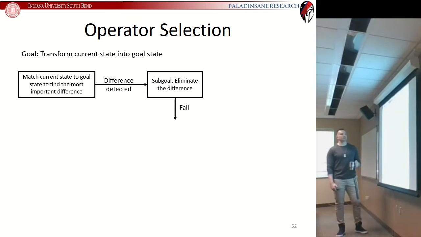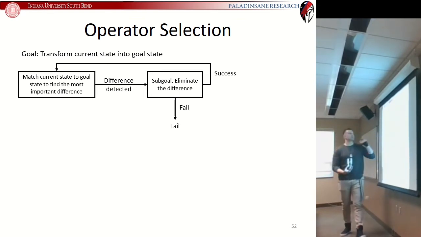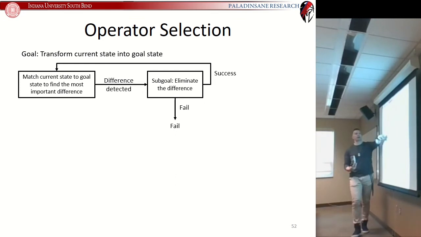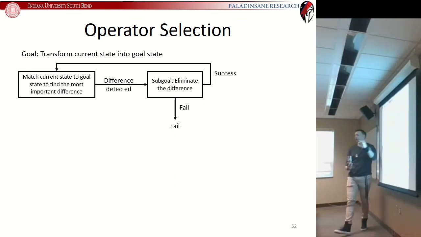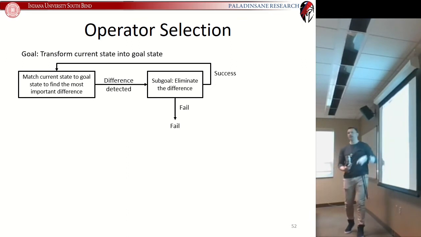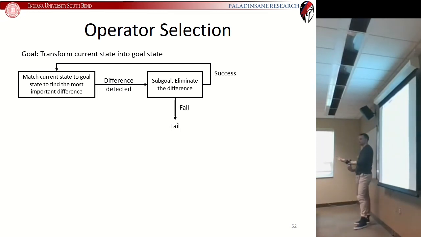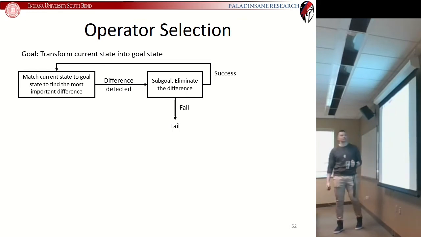And if you cannot eliminate that difference, you basically fail the sub-goal of eliminating the difference. If you do eliminate the difference, then you have success. So then you would go back and you would literally do this whole procedure again, because we haven't solved the problem. We've just solved the most important difference. So you then go back and say, well, what's now the most important difference? Difference detected. Eliminate the difference. If you do it, then you go back and you say, well, what now is the most important difference? And you continually call upon this same procedure to solve your problem.